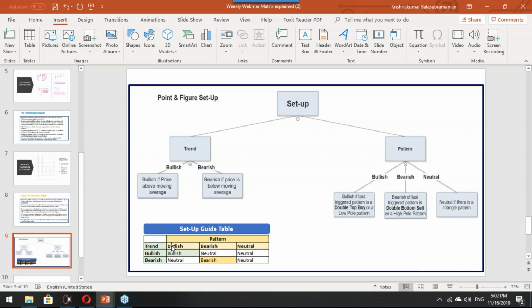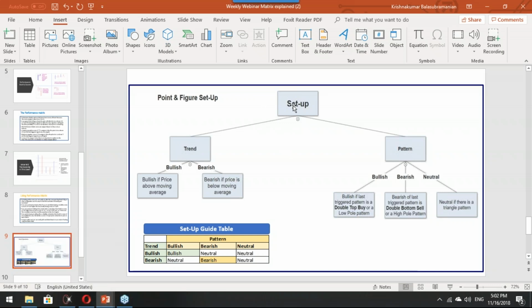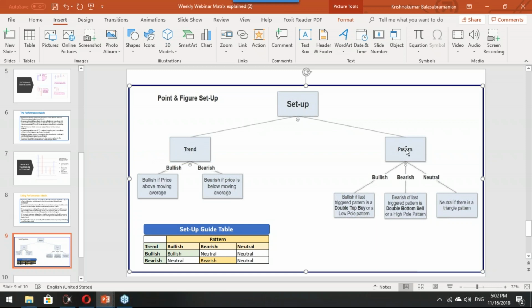Is it clear? Please explain again which portion, Karan? The setup. Okay. See, in point and figure chart, we have a concept called setup, and to identify the setup, we basically look at two different factors. The first factor is trend, and the second factor is the pattern.